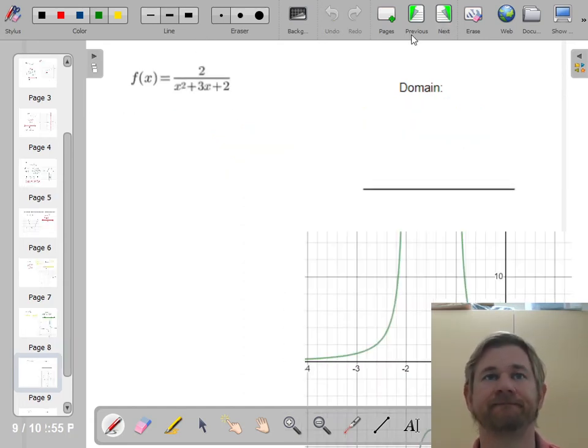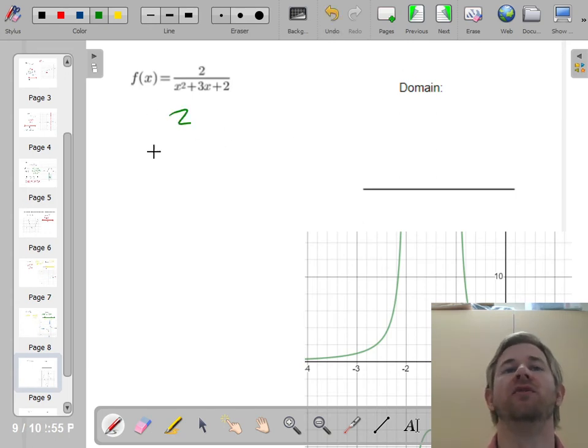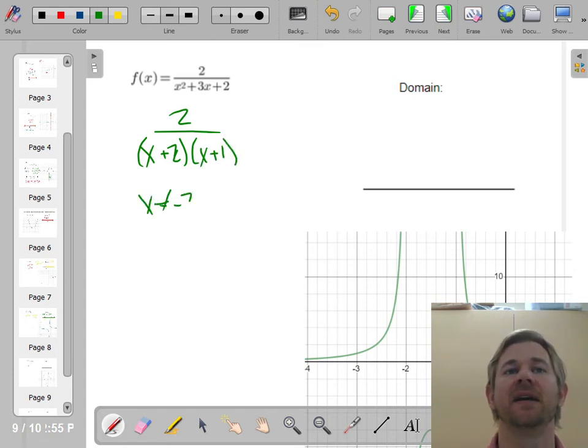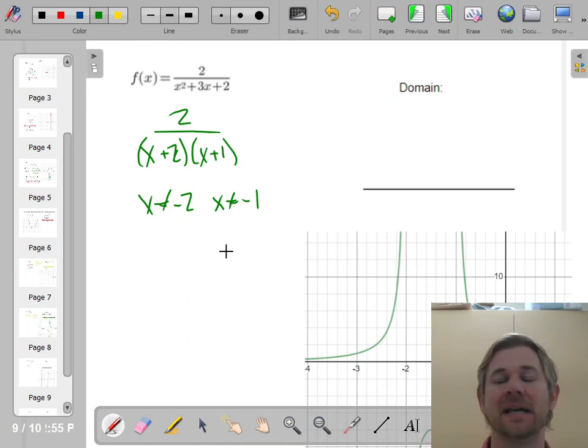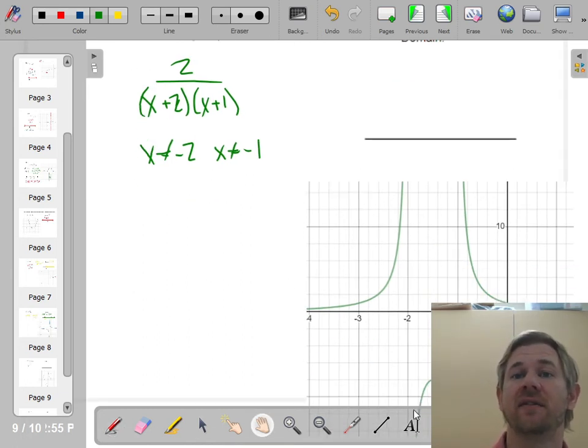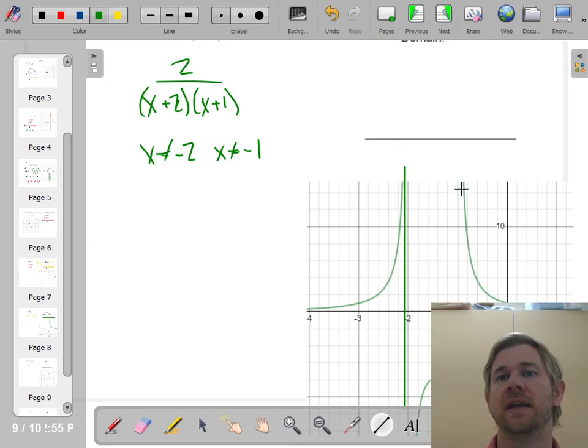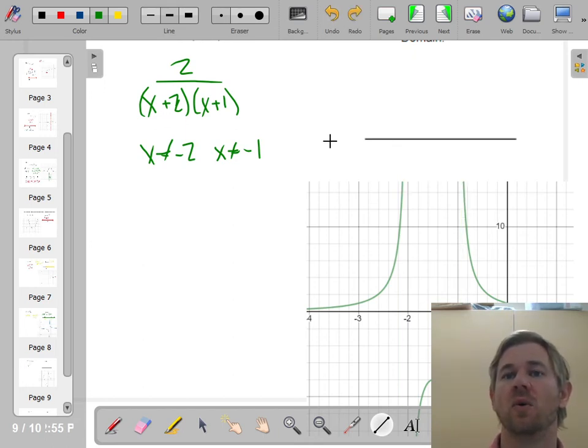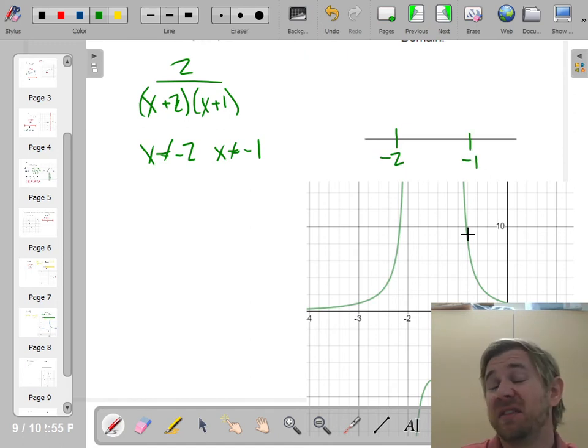Couple more. I'm going to factor the denominator to figure out when it is 0, x plus 2, x plus 1. So that means that x can't be -2 and x can't be -1 because those are infinite discontinuities. You can see it in the graph. -2 and -1, we have vertical asymptotes. Cool. We're just going to put these two on our number line and say everything else is fine. You just can't plug in -2 or -1.